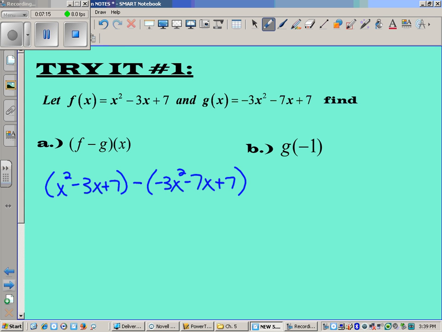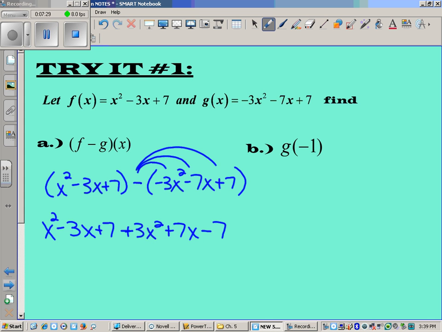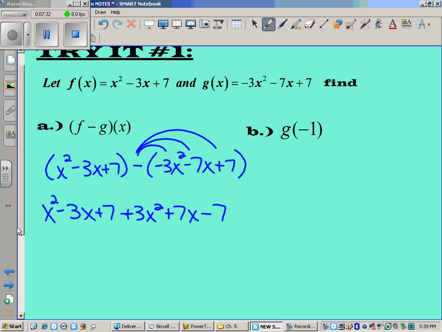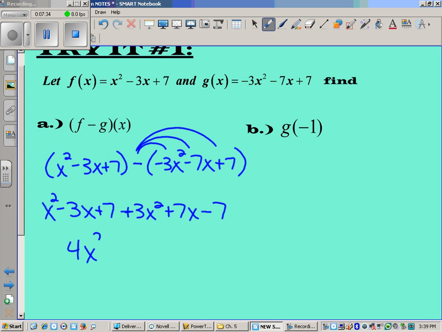Okay, so making sure I put in my parentheses, I have my f minus g. Making sure I distribute this negative through, that changes this to a positive 3x. That changes this to a positive 7, and that changes this to a negative 7. When I combine my like terms, I got a 4x squared, 4x. Those 7's go away. So is that your final answer? 4x squared plus 4x?